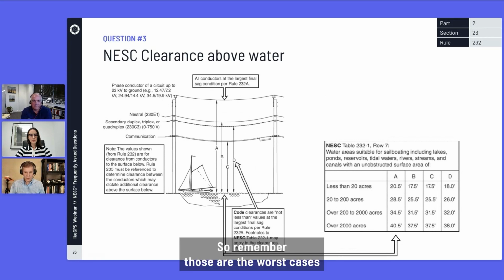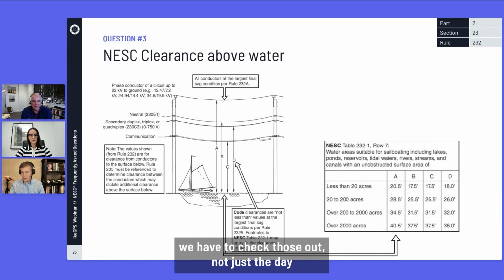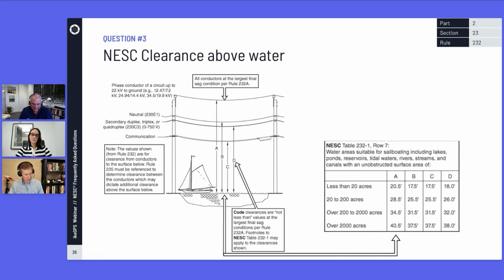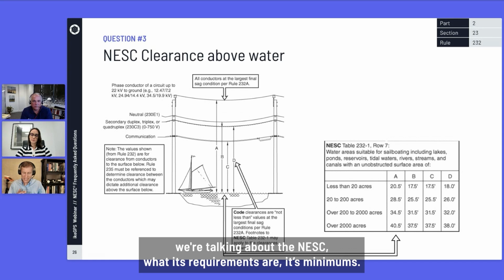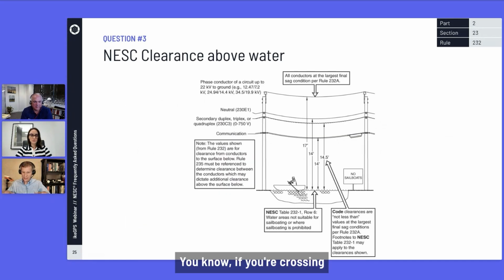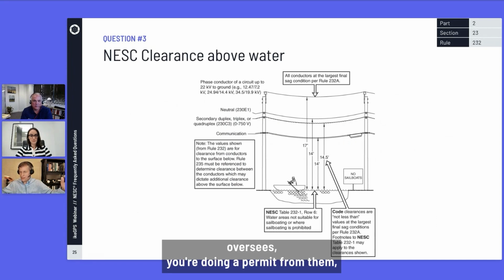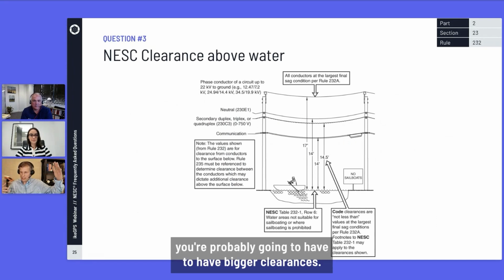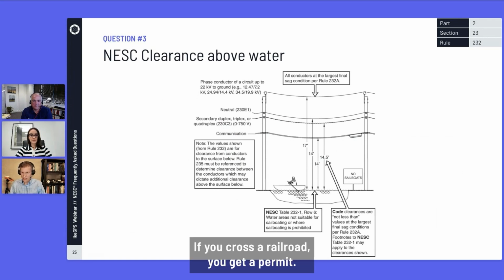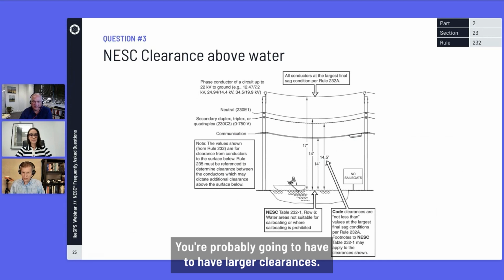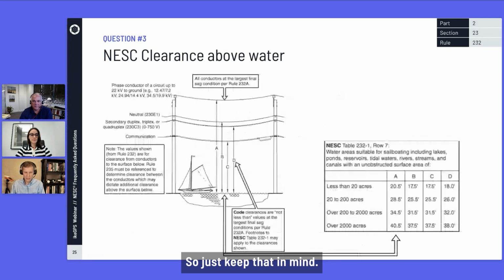So remember, those are the worst cases we have to check those at, not just the day we put it up, not the day that we go out and do an inspection and measure it. The other thing to remember on these is we're talking about the NESC, what its requirements are, its minimums. If you're crossing a river that the Corps of Engineers oversees, you're doing a permit from them, you're probably going to have bigger clearances. That's true of all these NESC Rule 232. If you cross a railroad, you get a permit, you're probably going to have larger clearances. DOT, the city, the county, they all might require more than the code. So just keep that in mind.